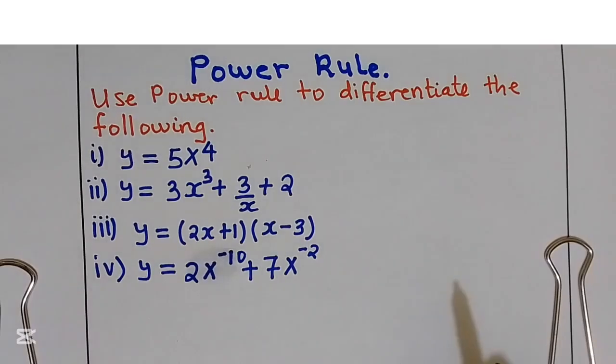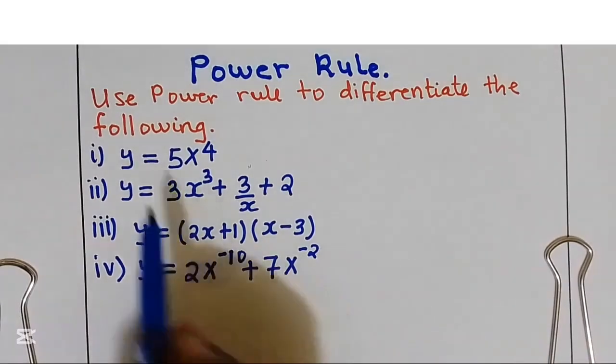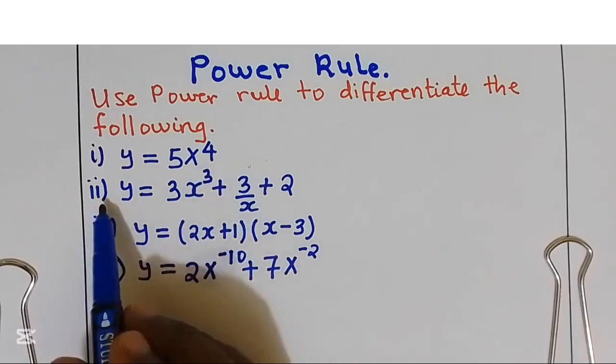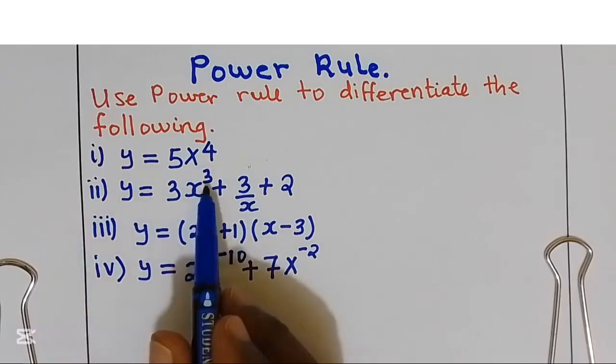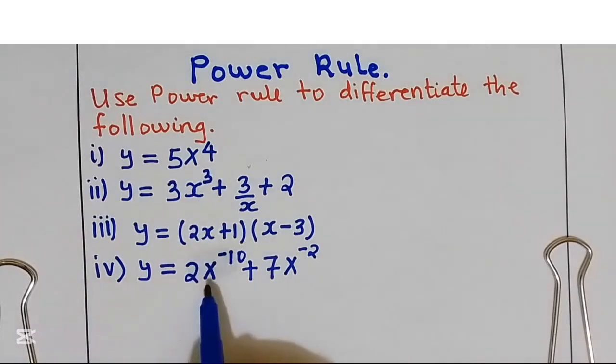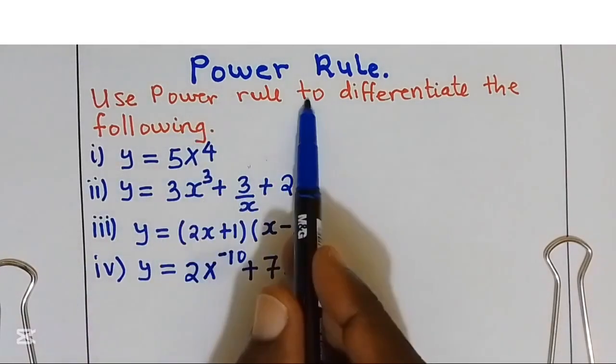The power rule is mostly used to differentiate polynomial functions. For example, question 1 has a polynomial function with the power of 4. The second question is a polynomial function with the highest power of 3. Question number 4 has a function with a polynomial of power -10. In this situation, it is easy to use the power rule to differentiate.